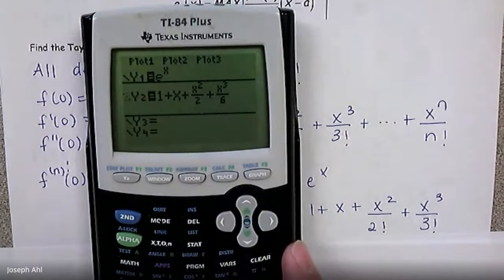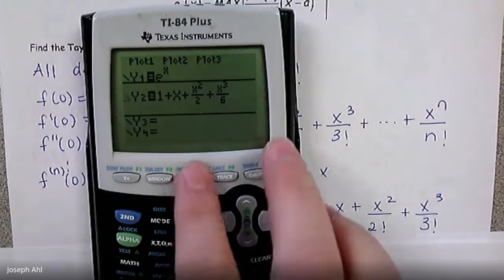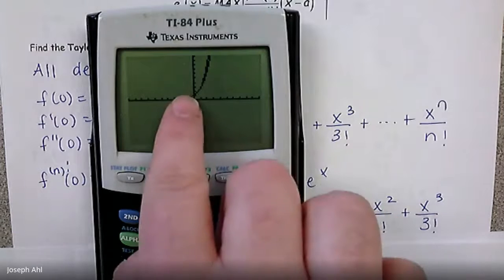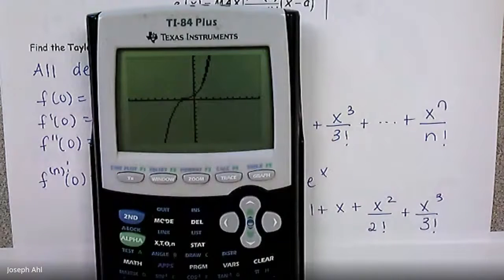Oops, let me change this real quick. Okay, so let me hit zoom 6, kind of see what's going on there. So we're going to see e to the x come up first, and then eventually we're going to see our polynomial. And it's really tough to tell because once it gets beyond this point, it models that so closely.